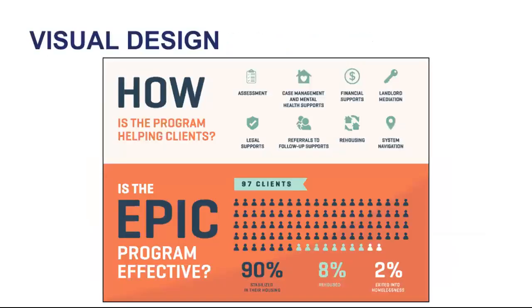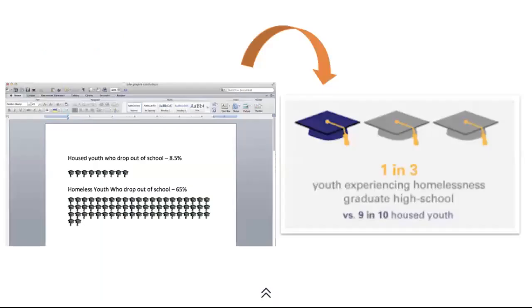Here's how that researcher's illustration, that paper drawing, turned out. We took her ideas and refined them a little bit to make it a consistent infographic. And in this example, we further refined that researcher's suggestion to simply say 1 in 3 youth experiencing homelessness graduate high school versus 9 in 10 housed youth. It's a much simpler way to showcase her research.